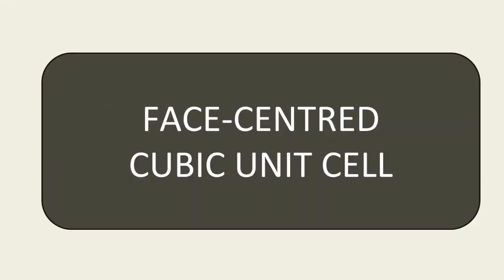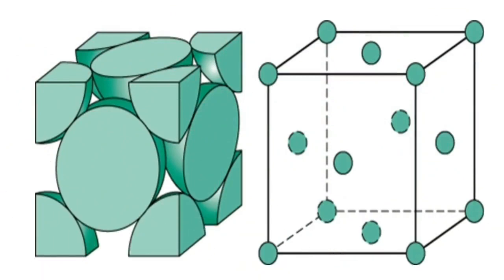Now the last one is the face-centered cubic unit cell. And rewind, what is a face-centered cubic unit cell? You know that the face-centered cubic unit cell has atoms at each corner, that is 8 corners, plus atoms present at each face of the cube, isn't it? And altogether you know that there are 6 faces.